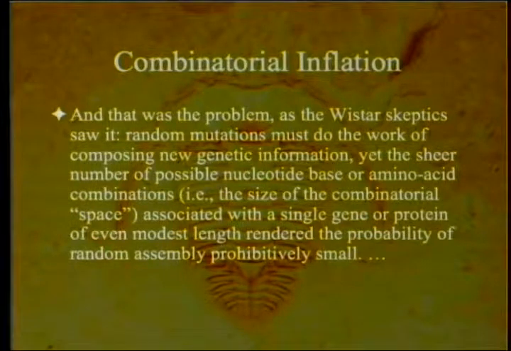Random mutations must do the work of composing new genetic information, yet the sheer number of possible nucleotide bases or amino acid combinations, that is to say the size of the combinatorial space, associated with a single gene or protein of even modest length, rendered the probability of random assembly prohibitively small.